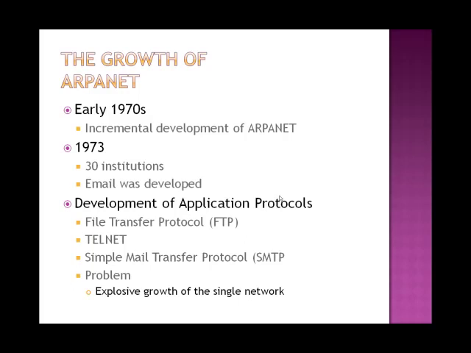The network grew to about 30 institutions in about 1973, and that was the year that email was developed in order to make message passing from one institution to the other integrated within the network itself.